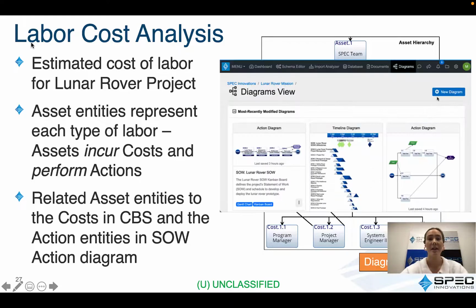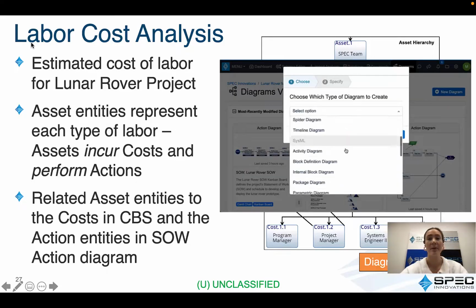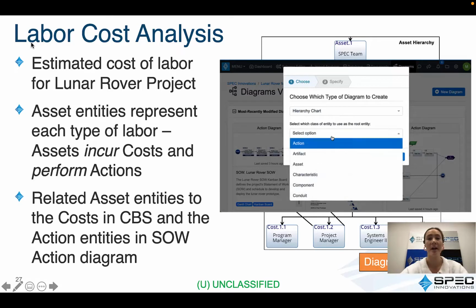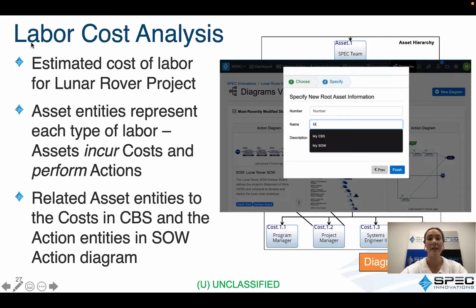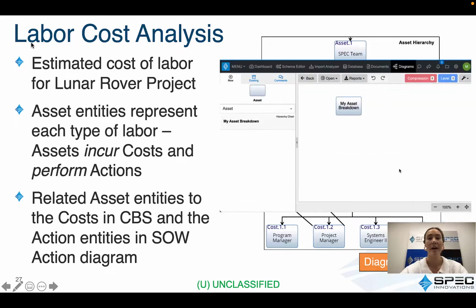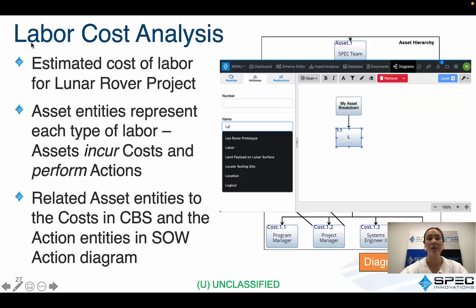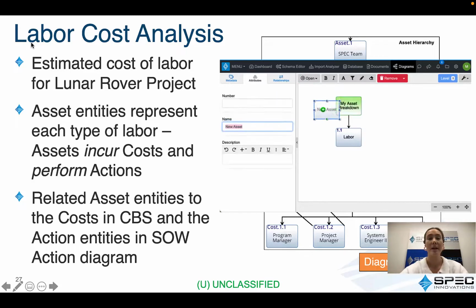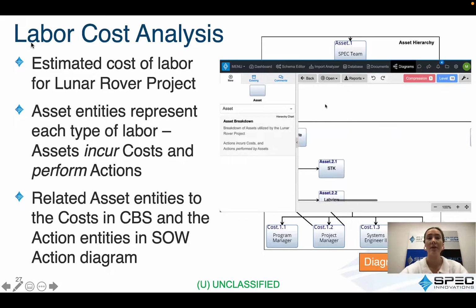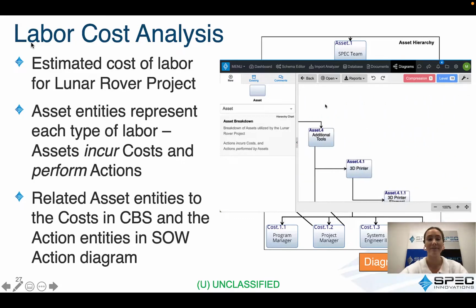In Innoslate, the asset hierarchy was created by going to Diagrams view, selecting the hierarchy chart, and choosing asset entities to be used for composing the breakdown structure. Once the parent asset entity was created for the hierarchy chart, it was decomposed into the same 4 types of costs used in the CBS. However, here they represent physical assets.